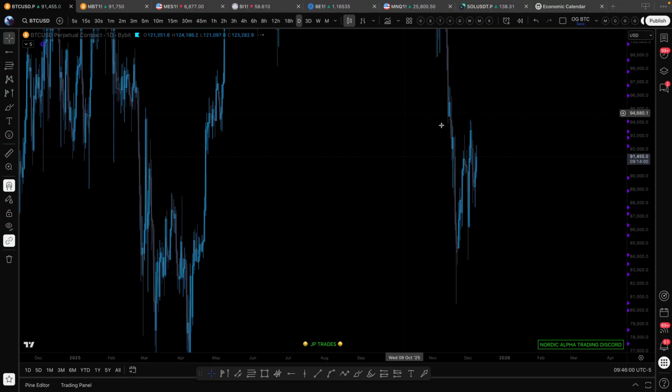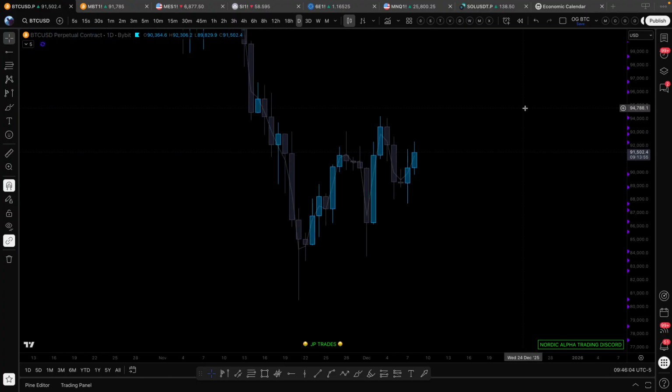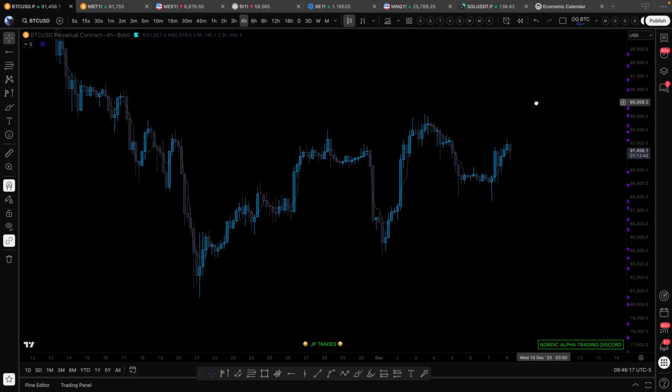Let's go to the daily. Well, the daily doesn't look that much different than where we left off last week. We do have this daily order block that we did bump up from. However, this is starting to look a little bit more like a redistribution to me. Let's go down to the 4 hour.